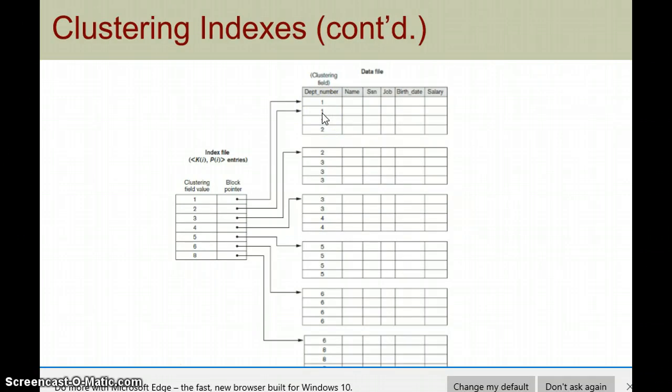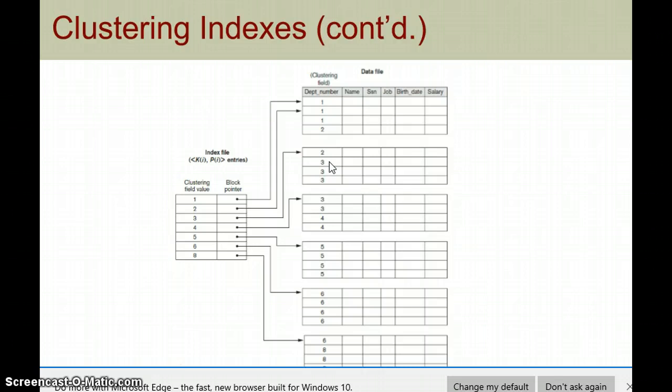First, the field on which we are going to create the index is the ordered field. And secondly, the field on which we are going to create an index, it is not necessary that the field is a primary key field. That field is a non-key field on which we are going to create the index. In clustering indexing, it is a non-key field. So this is the main difference between primary key indexing and clustering indexing.